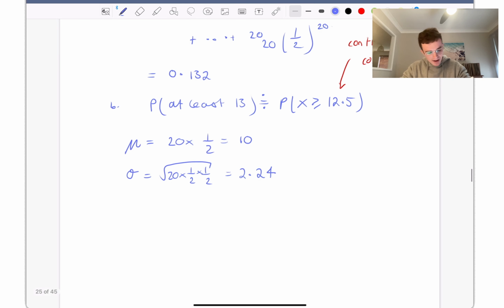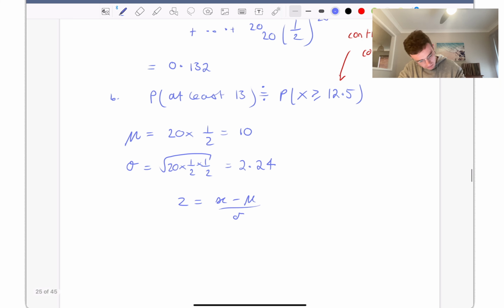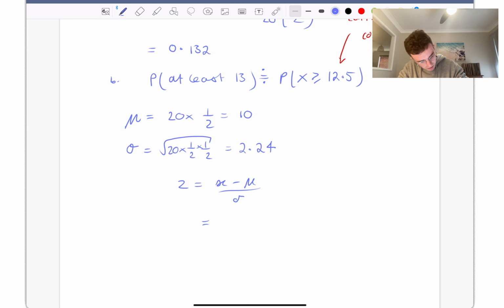So now we're going to apply our z-score formula. Z is equal to x minus mu on sigma. So x, we're looking at 12.5 minus 10 over 2.24. And if you do that, you get 1.11.